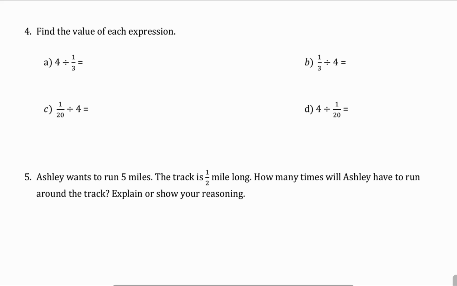Okay, so here we have some division expressions, and we're going to remember the rule that we learned about how to divide fractions, either a whole number by a unit fraction or a unit fraction by a whole number. So this is going to be the rule that we're going to follow. The first part we're going to keep. Keep, change, flip. That's going to be the rule that we're going to follow.